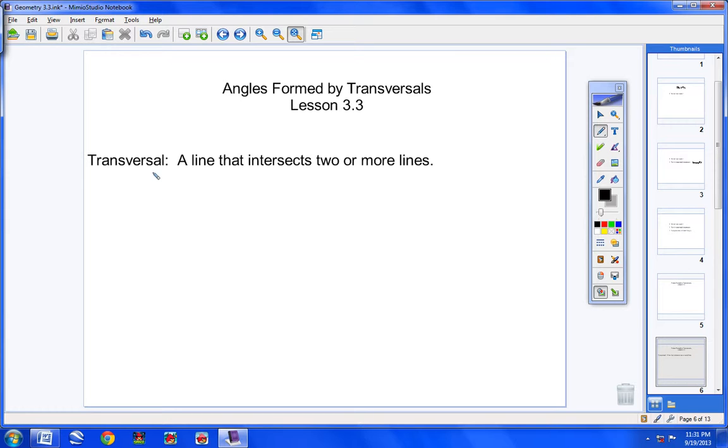Now, first of all, before we get started with learning these 4 different types of angles, you must understand first what a transversal is. So please write this in your notes. A transversal is a line that intersects 2 or more lines. It's that easy, Mr. Hart? Yeah, it's that easy. A line that intersects 2 or more lines.